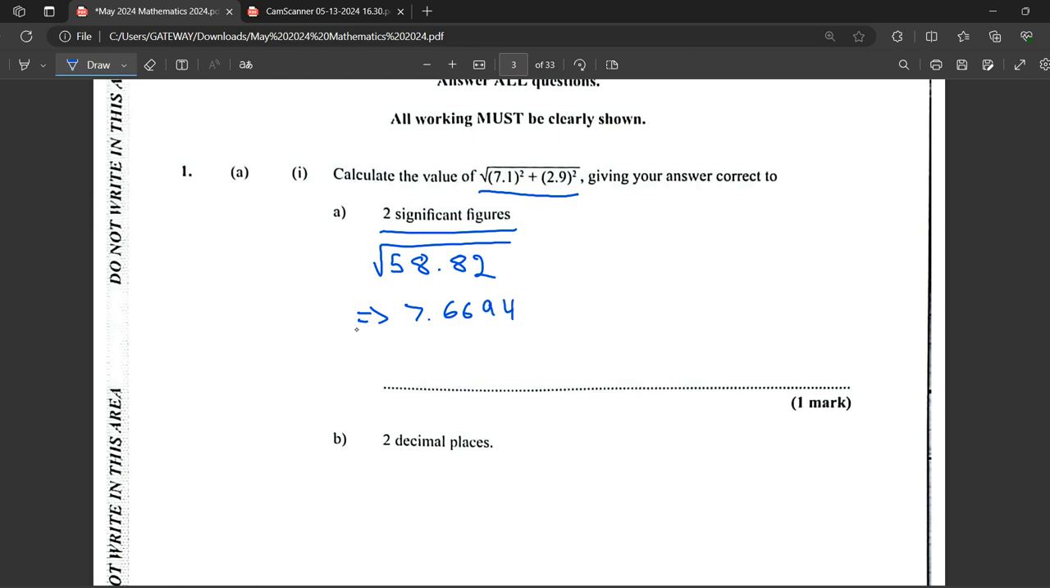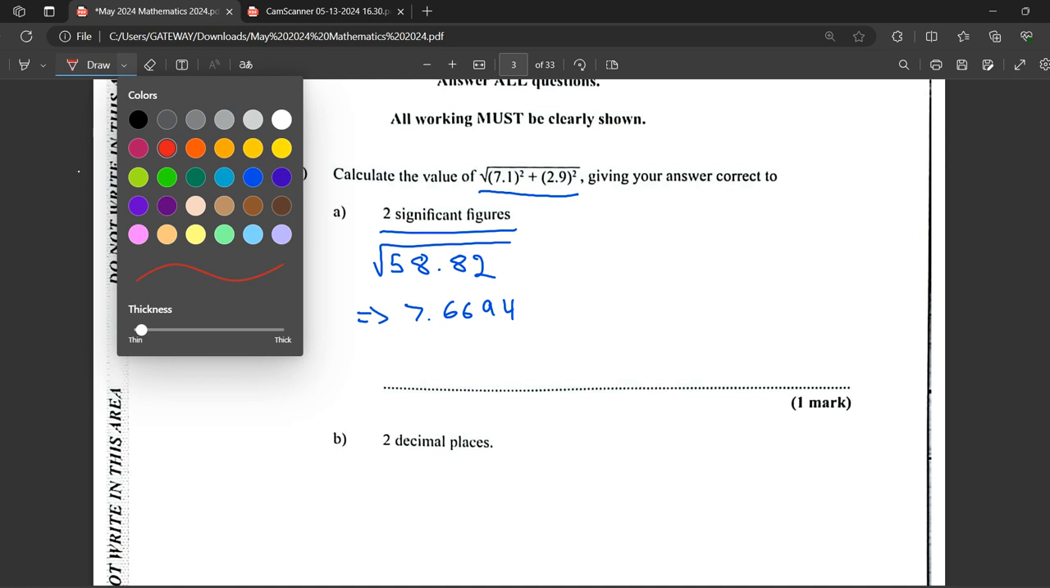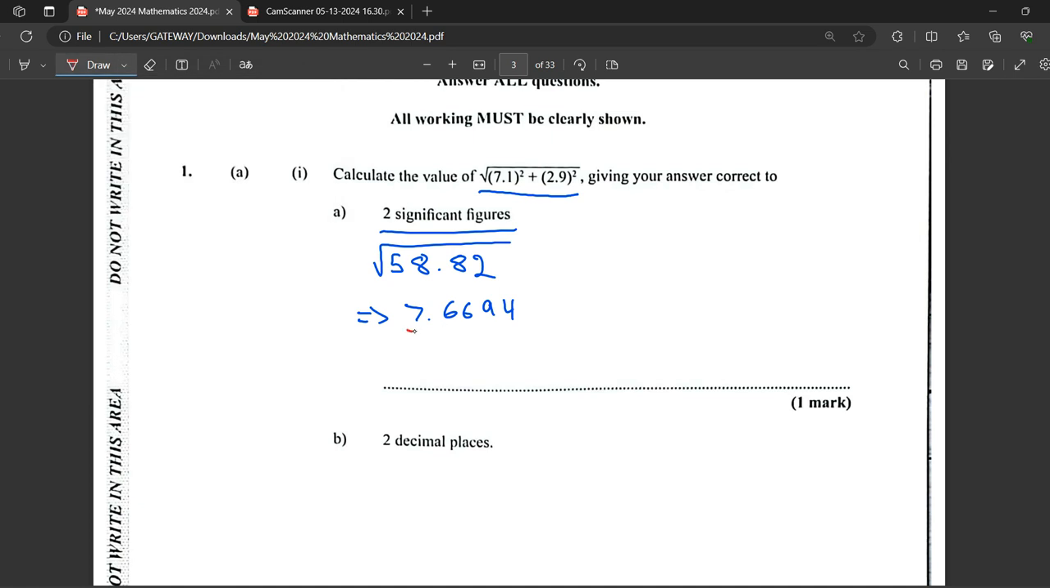7.6694. But this is not the two significant figures, right? I want you to write the answer to two significant figures. So this is the first significant figure, this is the second significant figure. This is the third significant figure, and it's greater than or equal to 5. Well, actually, it's greater than 5, right?